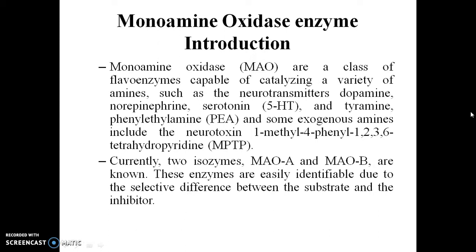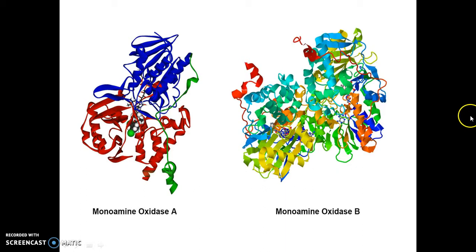Monoamine oxidase A can be inhibited by low concentrations of clorgyline and preferably catalyzes 5-HT or norepinephrine. Here is the diagram of these two enzymes, monoamine oxidase A and monoamine oxidase B. Monoamine oxidase B selectively catalyzes phenylethylamine and benzylamine and is inhibited by selegiline.